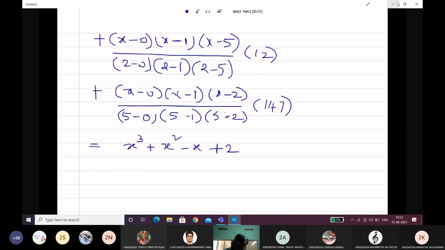Now again we need to find out f of 3. f of 3 is equal to 3 cubed plus 3 squared minus 3 plus 2.